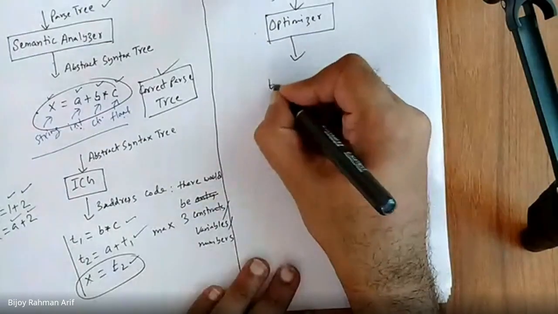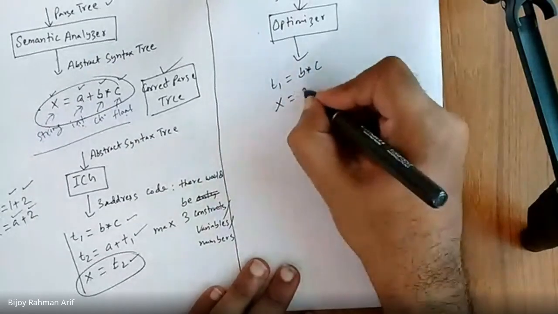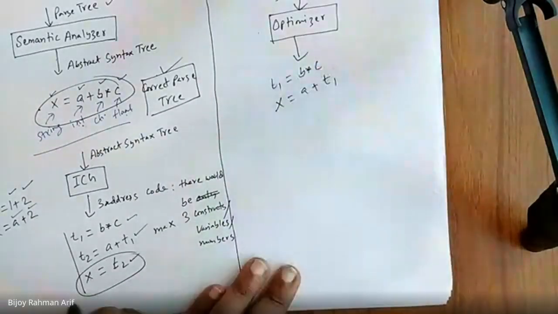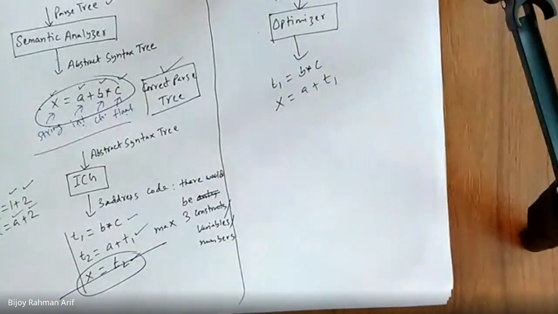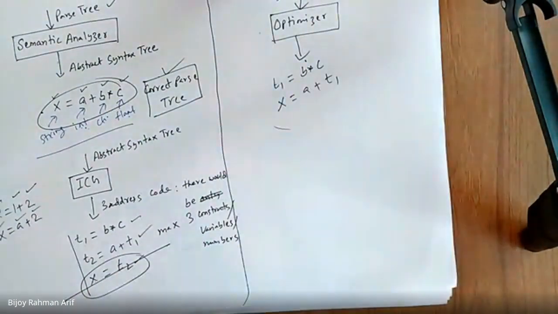Possible? Yes sir. How? Sir, how? By calling T2 as X. Wonderful. So T1 is equal to B star C and X is nothing but A plus T1. We reduce this one, we delete this one, and still it is a three address code, but we have fewer expressions. Done? So that is the part of the optimizer.